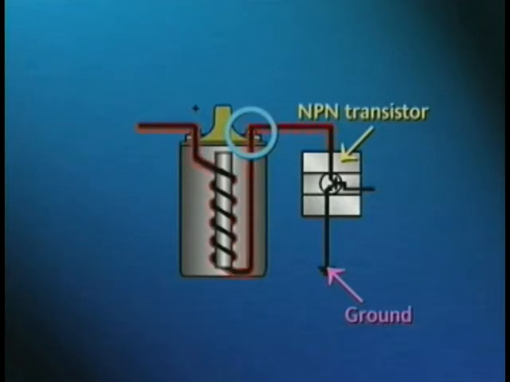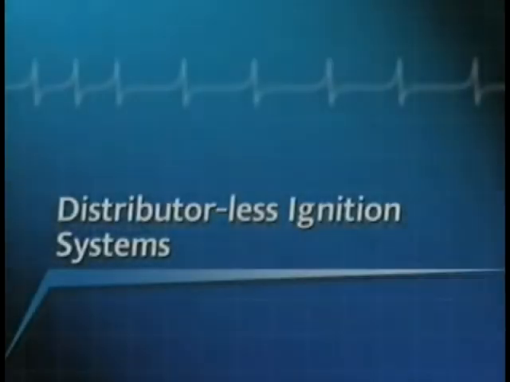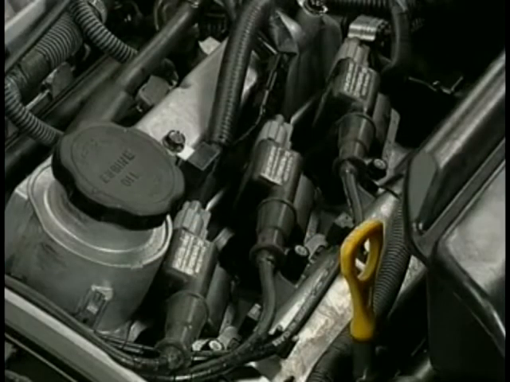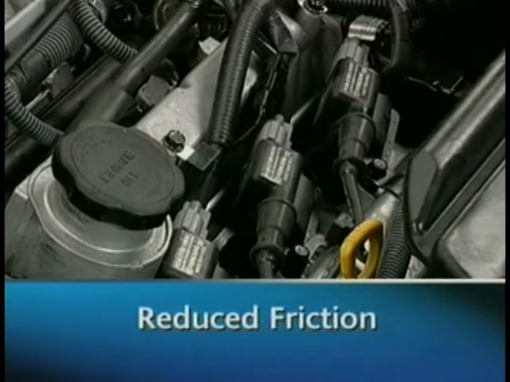The dwell, or the amount of time that current needs to flow through the primary circuit to saturate the iron core, is controlled by the switching of the transistor. The use of electronics to monitor engine operating conditions and to switch the primary circuit has led to the development of distributor-less ignition systems. Distributor-less ignition systems offer the advantage of reducing engine friction, as the load on the camshaft that was necessary to drive a distributor is eliminated.